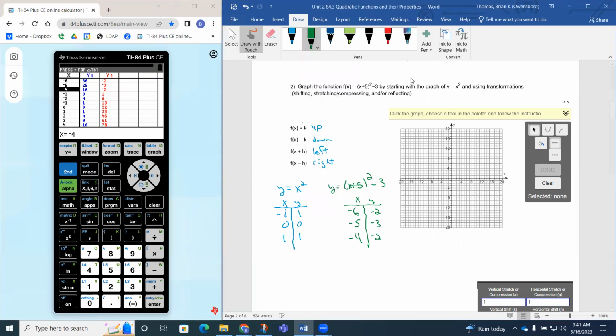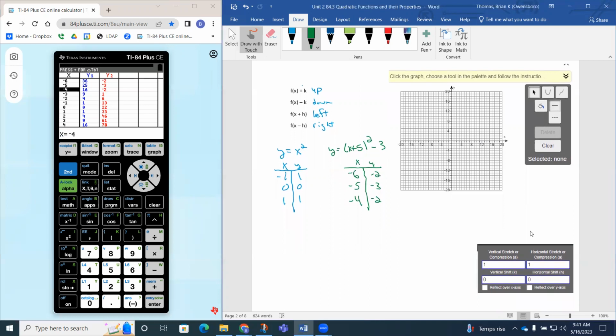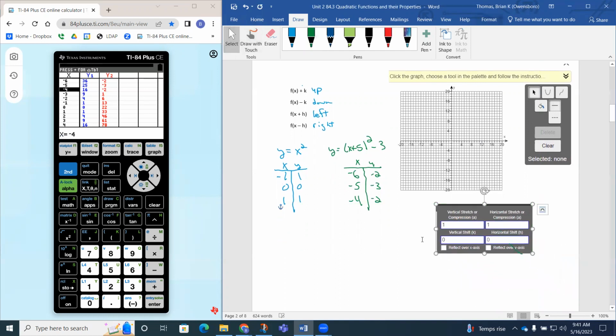So if I want to graph this using the tools in MyLab, we're going to be clicking on the parabola to start with. And then we should be able to click on this graph here. Once I click on this graph here, our goal is for this piece here to pop up for us.